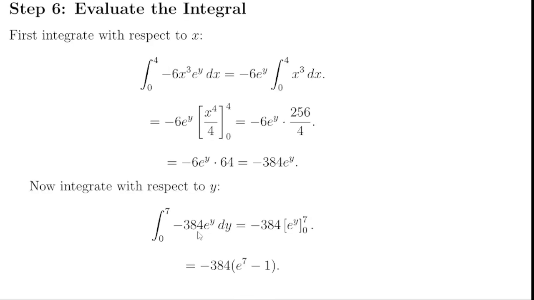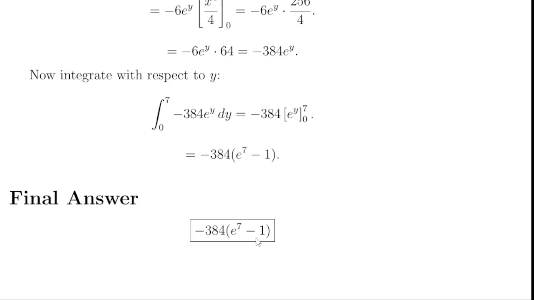So that's negative 384 e to the y. Integrate that. We still get negative 384 e to the y, but we're going to evaluate it from 0 to 7, and we get our final answer as negative 384 times the quantity e to the 7 minus 1.